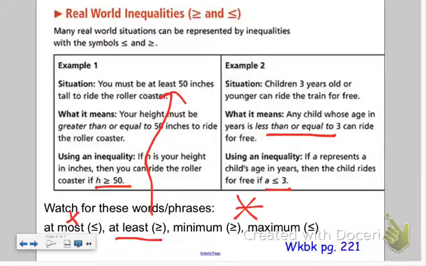Other words and phrases you want to watch out for is minimum and maximum. Minimum means the smallest number could be this. Preferably we want something greater, so greater than or equal to. Maximum, that means less than or equal to. Maximum means the most, at most. So you don't want to go over a certain amount. You want it to be less than or equal to a certain amount. So those phrases, definitely remember those.